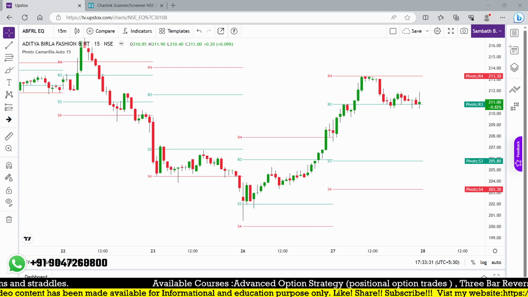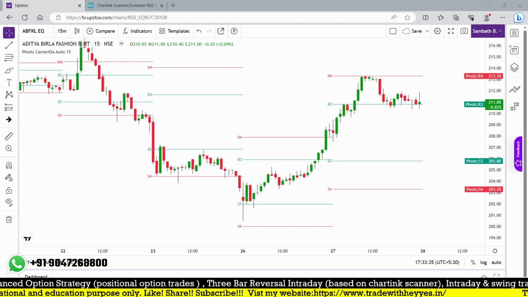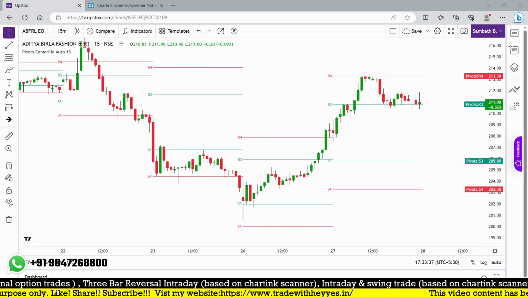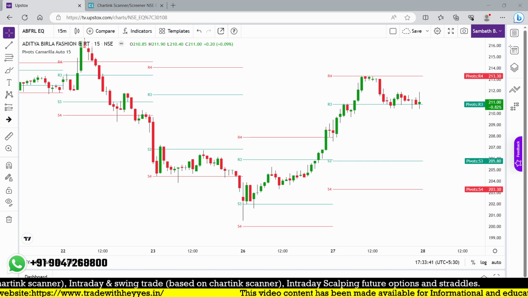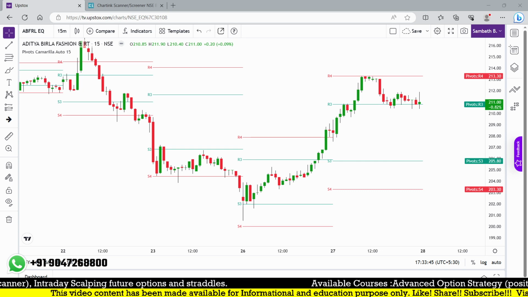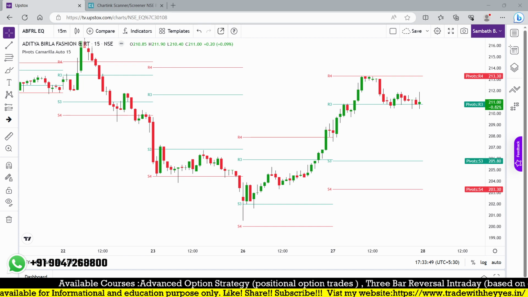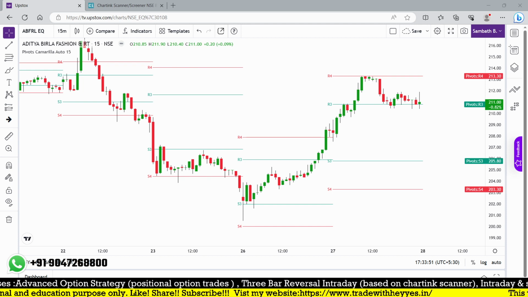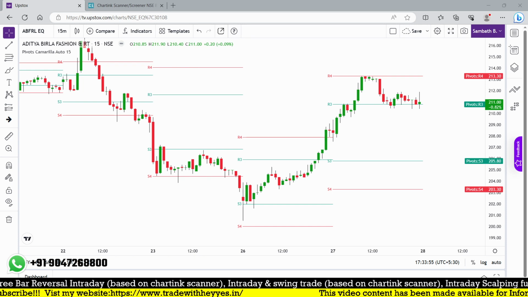In this video, I'm going to discuss the continuation of Camarilla reversal using a scanner, the charting scanners for the Camarilla pivot point. Yesterday we discussed the R3 reversal. Today we are going to discuss the R4 reversal. We are going to create a scanner that will help us build the strategy. We will discuss the strategies later.